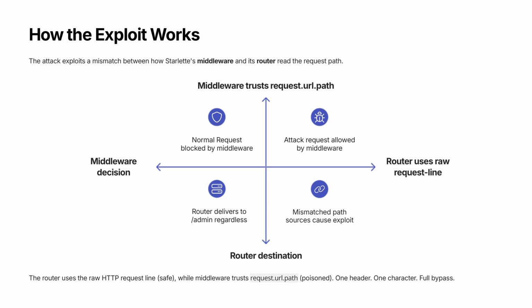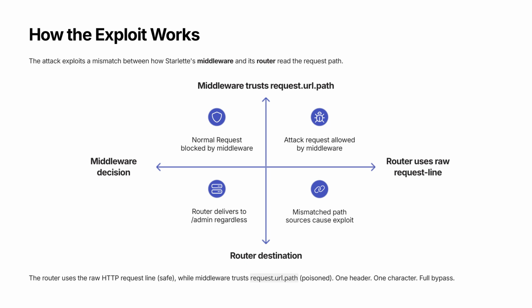The key issue is that two parts of the framework are looking at the path in two different ways. The middleware makes its security decision based on request.url.path, but that value can be influenced or poisoned by a crafted request. The router, on the other hand, uses the raw HTTP request line, which is the actual path the server will route to. That mismatch creates the bypass. The middleware thinks the request is going to a harmless path, so it allows it, but the router still delivers the request to a protected destination like /admin.